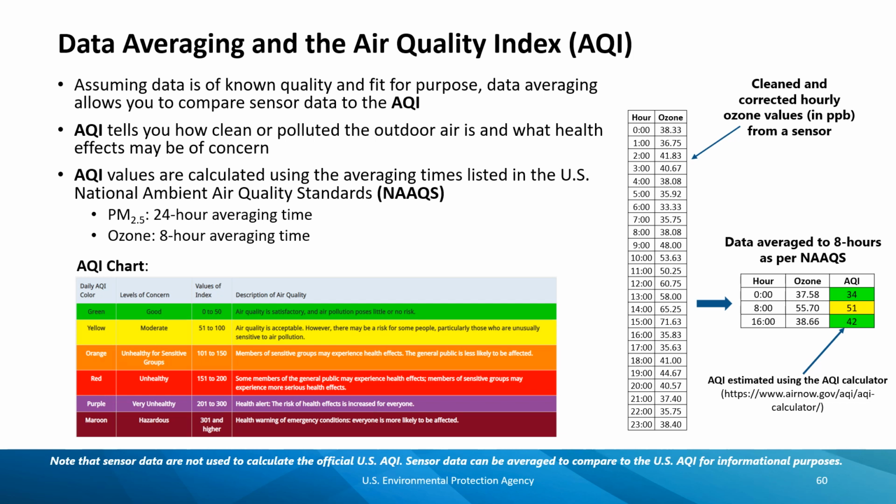Official US AQI values are calculated using the averaging times listed in the U.S. National Ambient Air Quality Standards, or NAAQS. The PM2.5 AQI is based on a 24-hour average, while ozone is based on an 8-hour average.